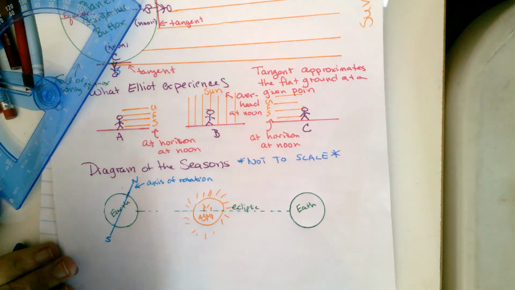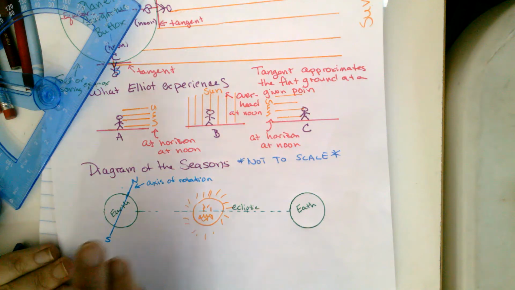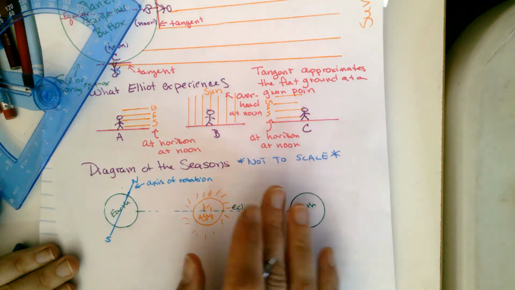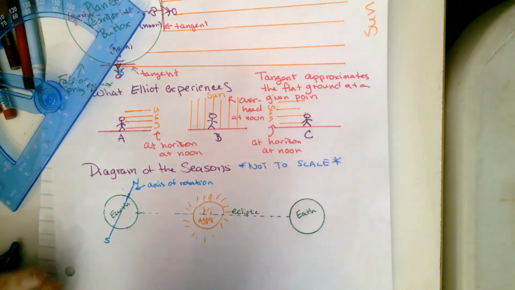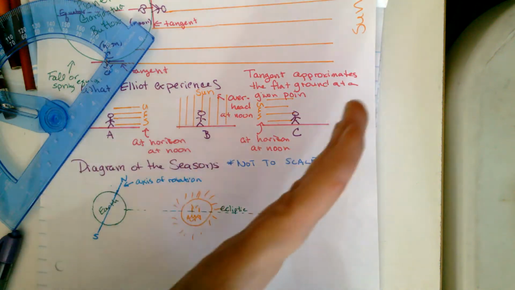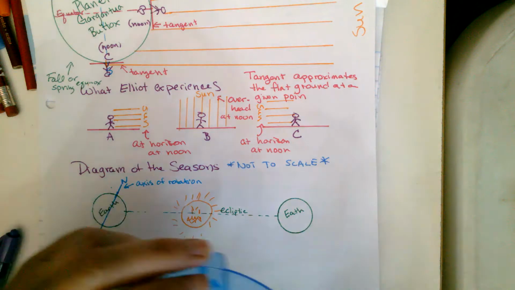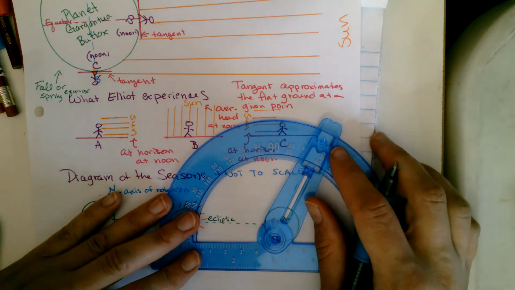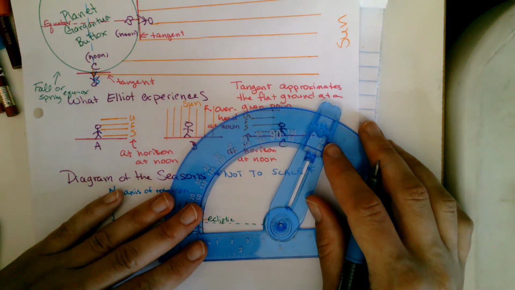That North Pole is constantly pointed at a star. Does anybody know what star that is? If you said Polaris, or the North Star, that's absolutely correct. The South Pole, as we'll talk about later, is constantly pointed at the Southern Cross. So let's keep on going. We'll do the same thing. Now, this tilt on this Earth is going to be going the same direction. That's really important.